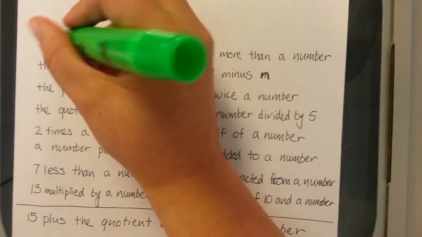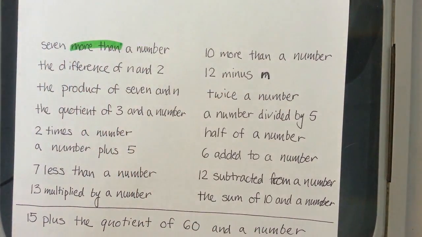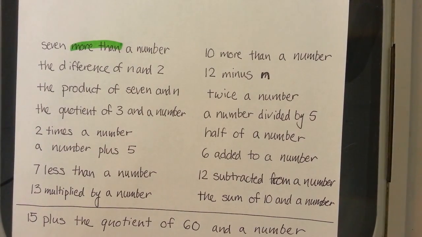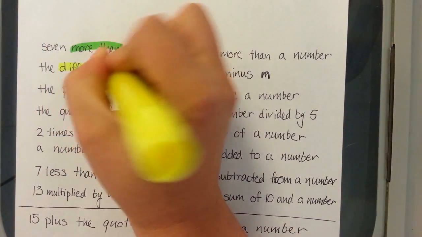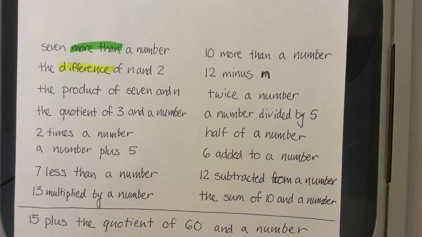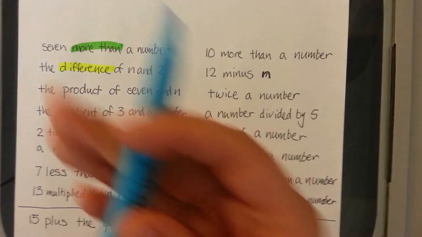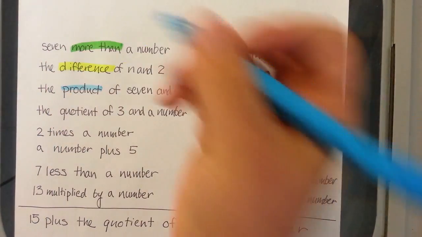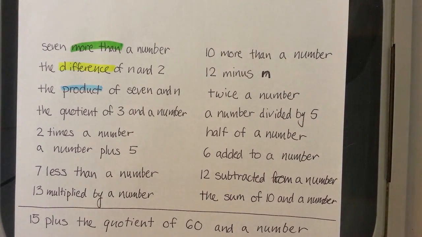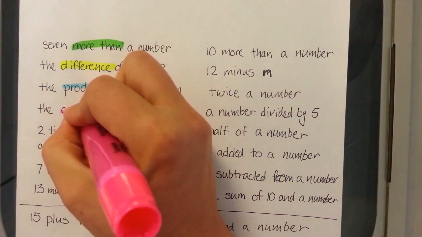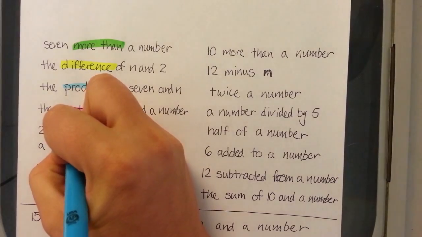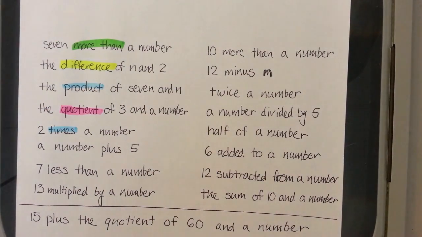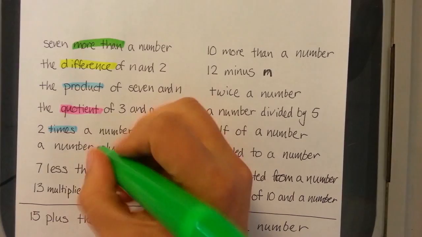More than is addition. The difference of n and 2. Difference means subtraction. The product of 7 and n. Product means multiplication. The quotient of 3 and a number. Quotient is the answer to a division problem. 2 times a number. Times is multiplication. A number plus 5. Plus is addition.